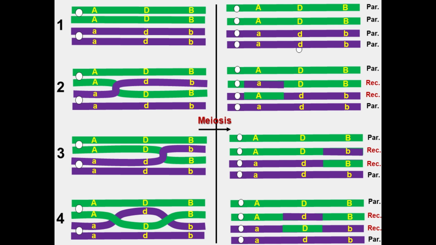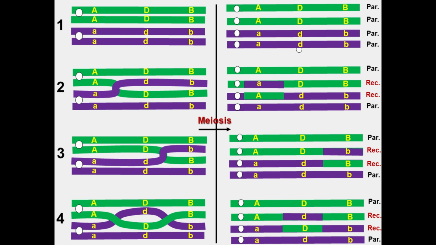In the third case, a single crossover occurs in some cells between genes D and B, leading to recombinant gametes for these 2 genes and parental types as well. In the fourth case, a double crossover occurs, producing both parental and recombinant gametes. The important point here is that parental type gametes are the most frequent.